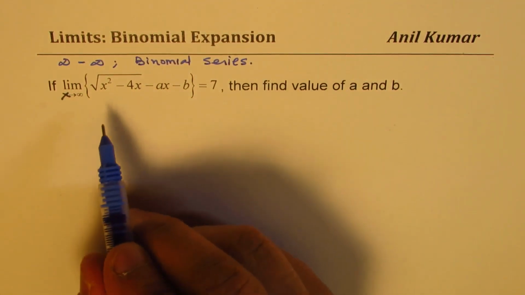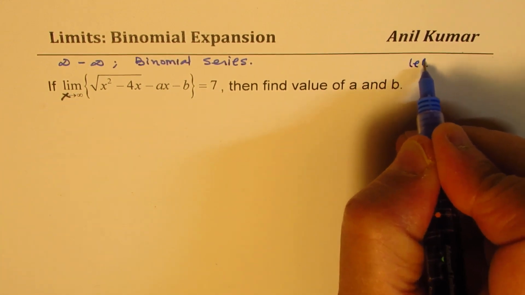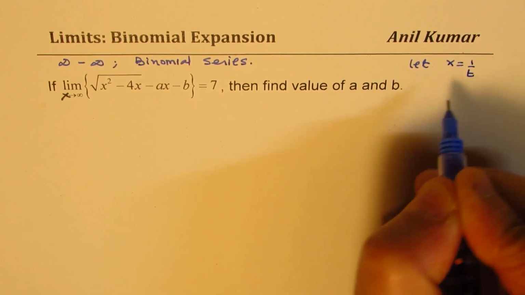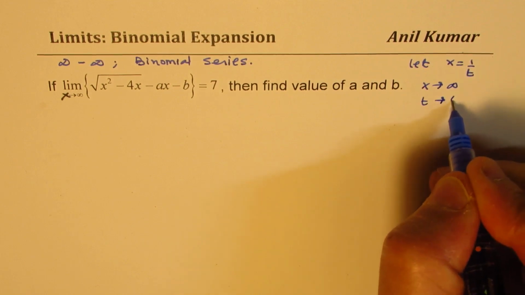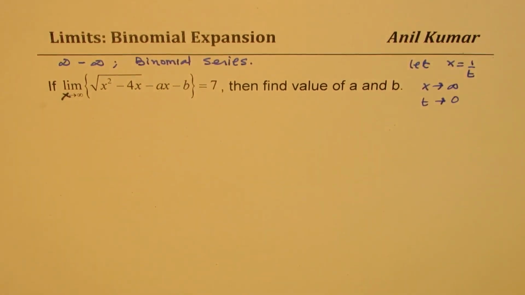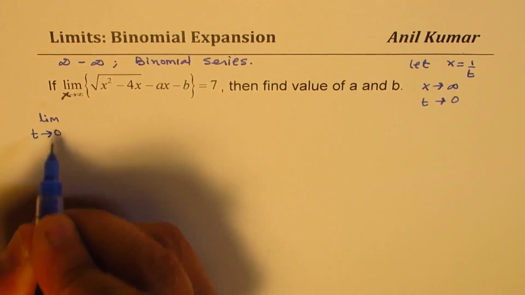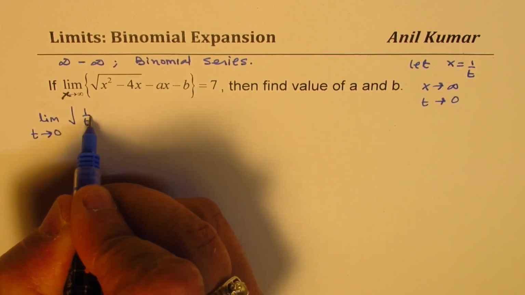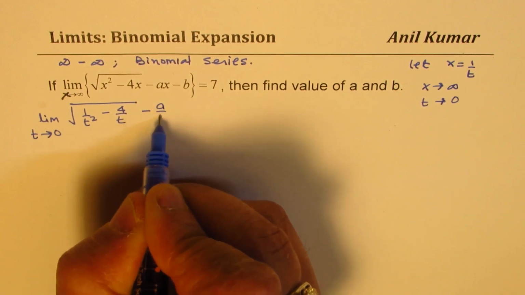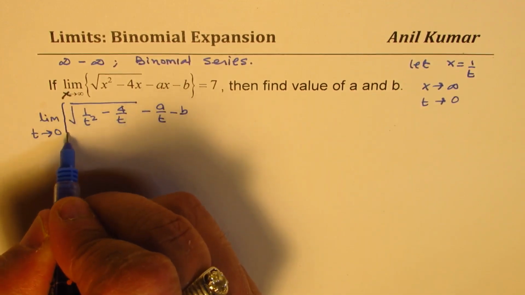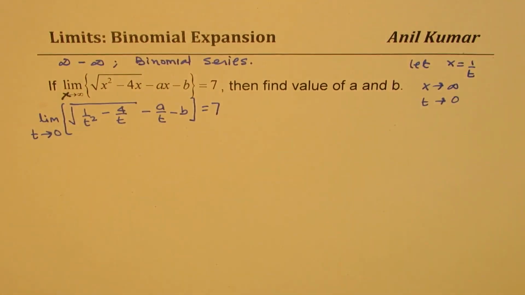So what we are going to do here is we'll make a small substitution. We'll say let x equals 1 over t. So when x approaches, in this case, infinity, then t should approach 0, right? So 1 over 0 is infinity. So what we get here is the limit as t approaches 0 of the square root of 1 over t squared minus 4 over t, minus a over t minus b. Now this limit is given to us as equal to 7, right? This is given to us as equal to 7.